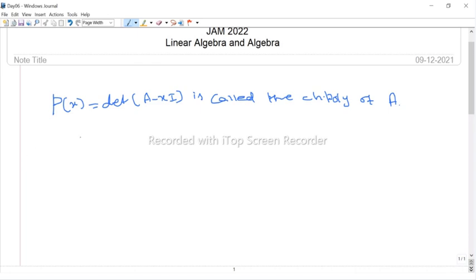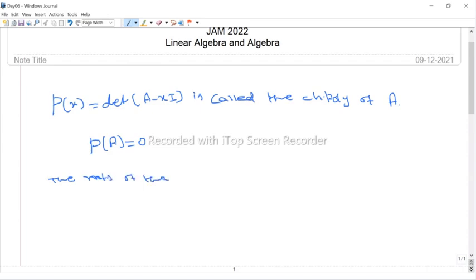Okay, and then the Cayley-Hamilton theorem says that every square matrix A satisfies its characteristic polynomial, that is, P of A equals 0. That is a very important thing. And then the roots of P of x, that is, the roots of the characteristic polynomial, are called eigenvalues or characteristic values.